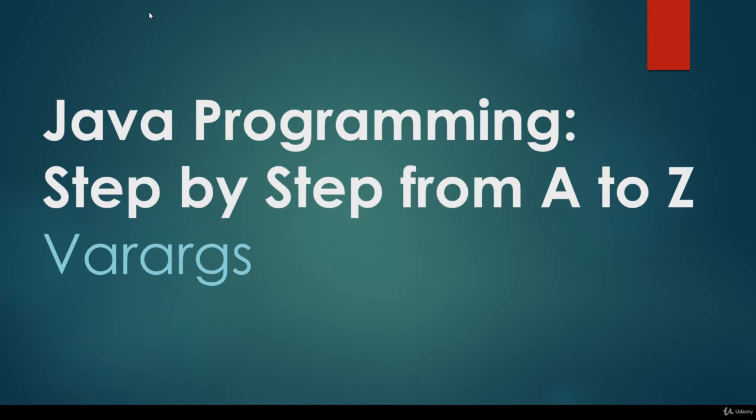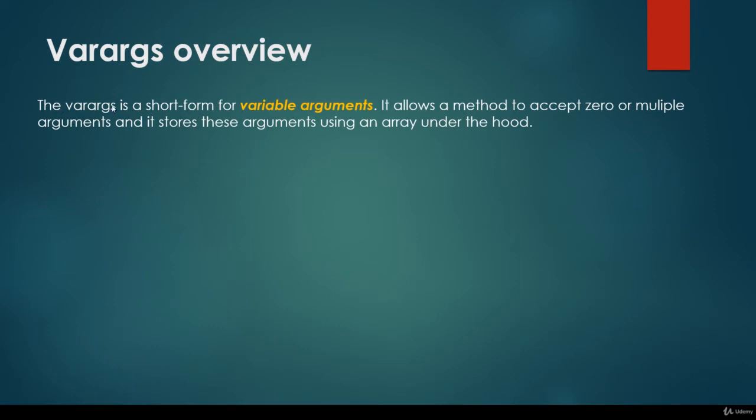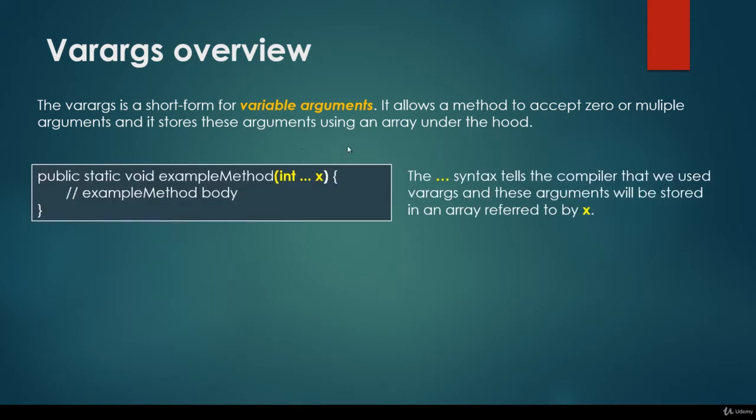In this lecture, we are going to talk about Varargs. So first of all, Vararg is a short form for variable arguments. It allows a method to accept 0 or multiple arguments, and it stores these arguments using an array under the hood. So we can define variable arguments with the help of 3 dots.